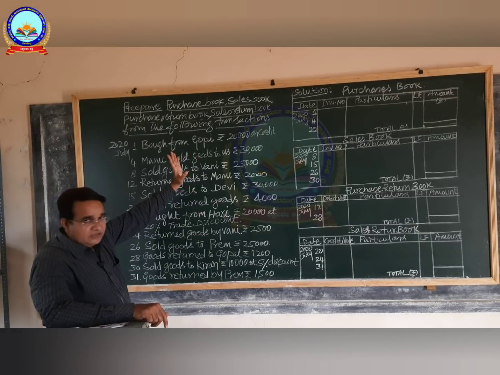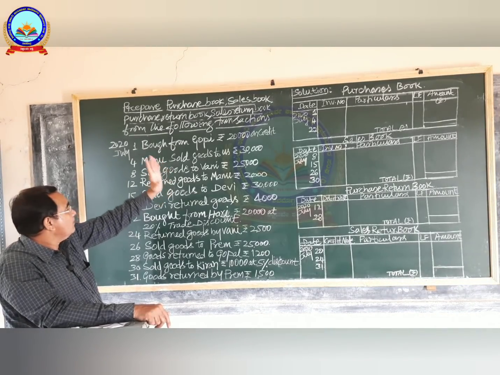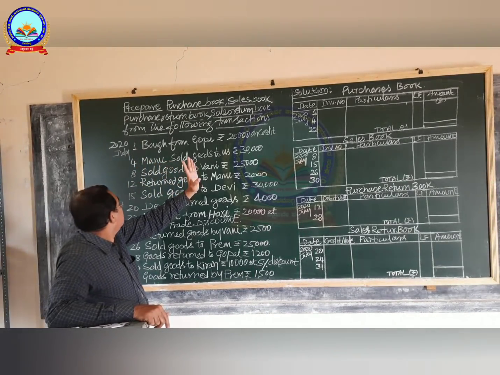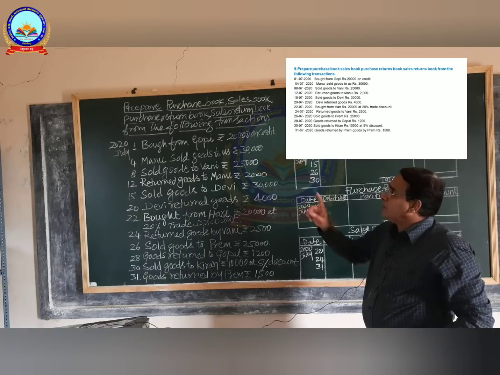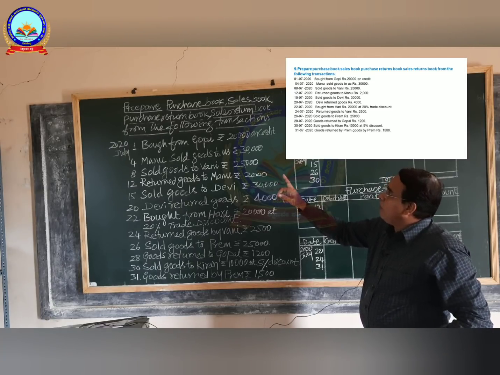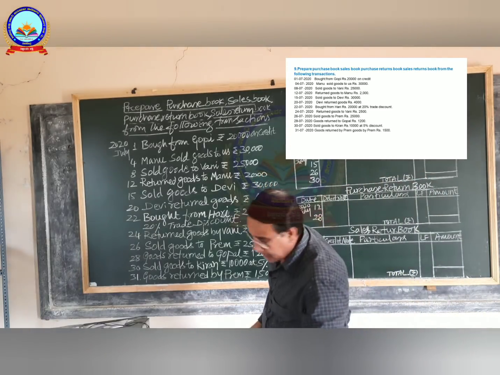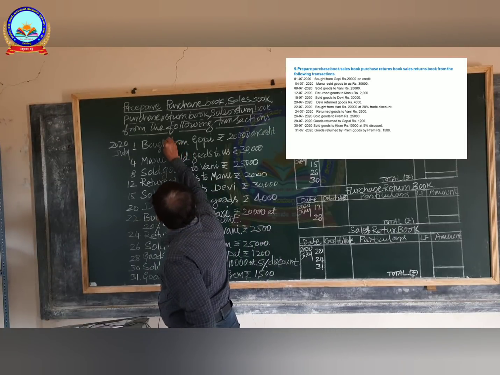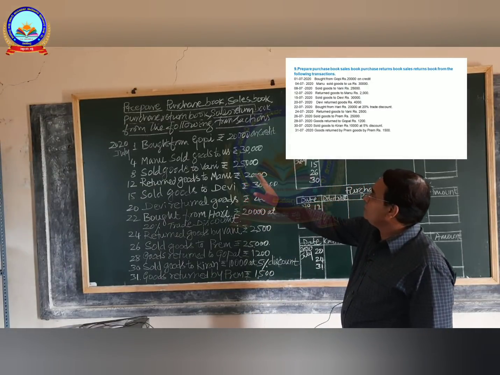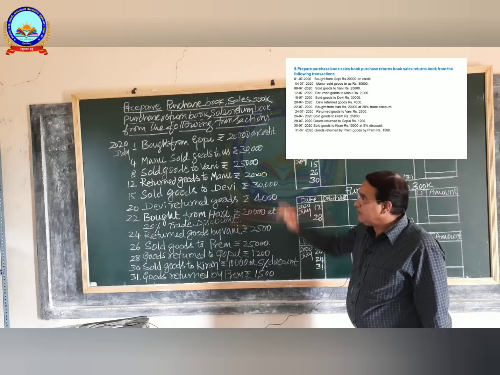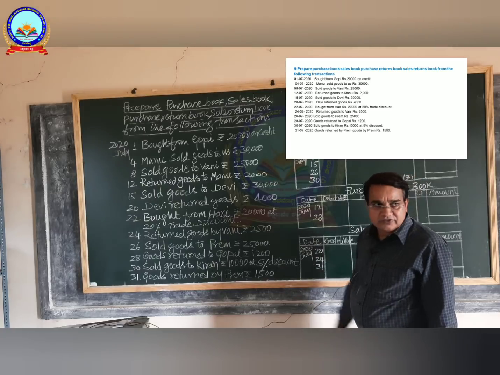Now, this question says to you, prepare purchases book, sales book, purchases return book, sales returns book from the following transactions. 2020 July 1st, bought from Gopi rupees 20,000 on credit. Date 4, Manu sold goods to us rupees 30,000. July 8, sold goods to Vani rupees 25,000.